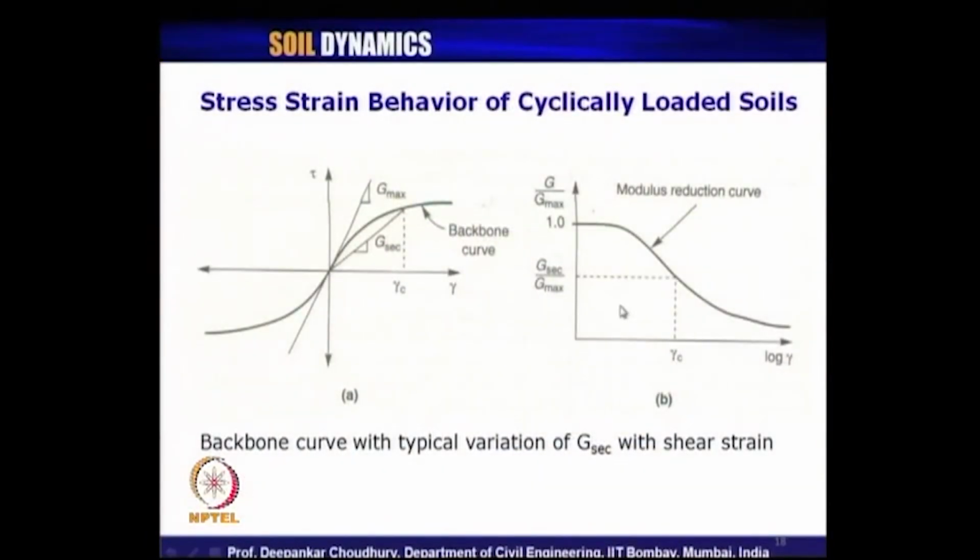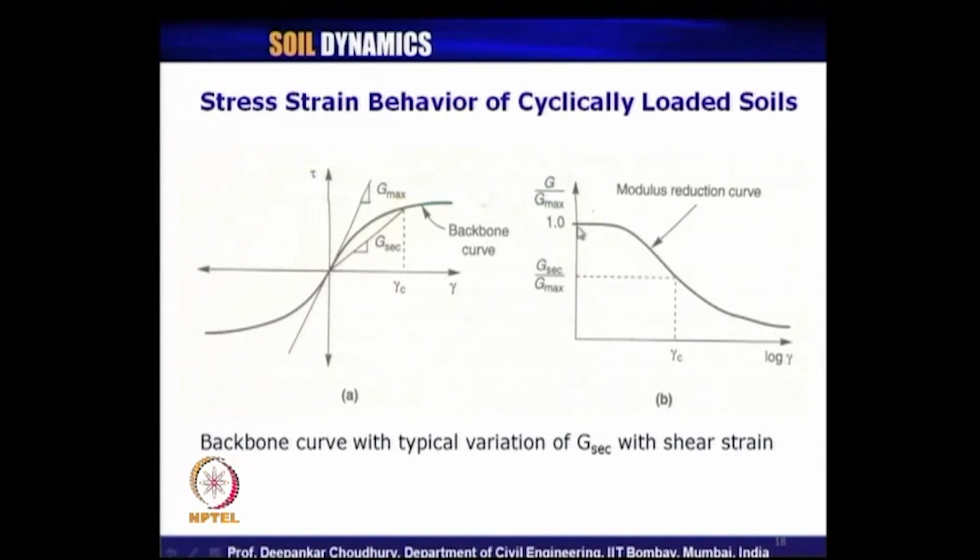Now let us look at the slide here. What is the modulus reduction curve? On the y axis we plot the value of G by G max. G means the shear modulus at any shear strain level, so basically this is G tan. So, G tan by G max is plotted versus the log of shear strain. The variation of the curve for any typical soil sample will look something like this.